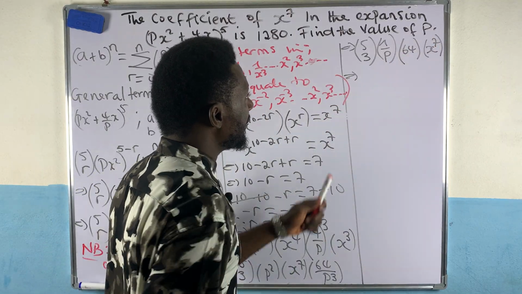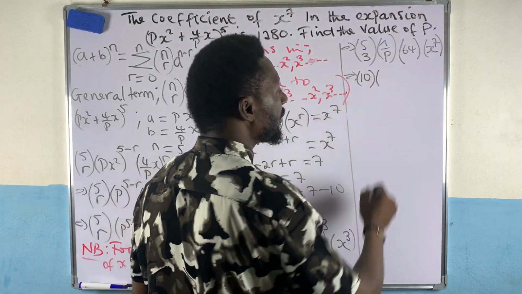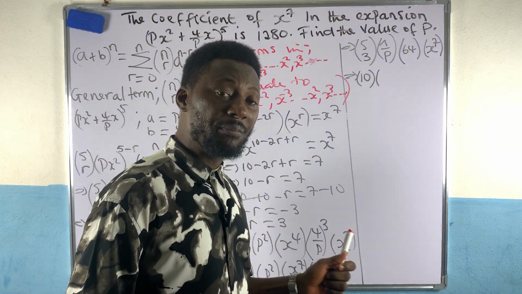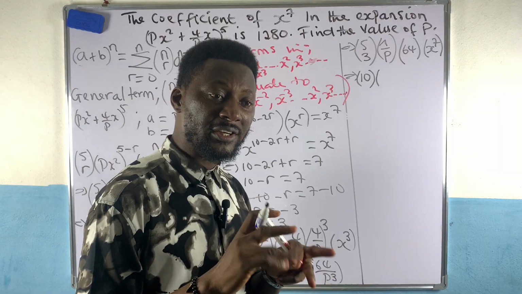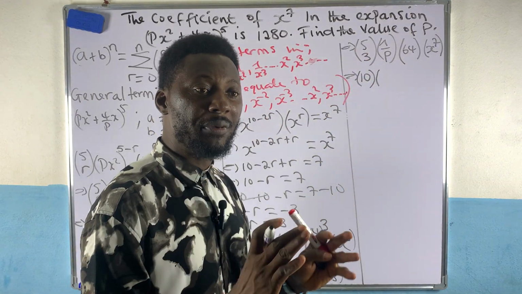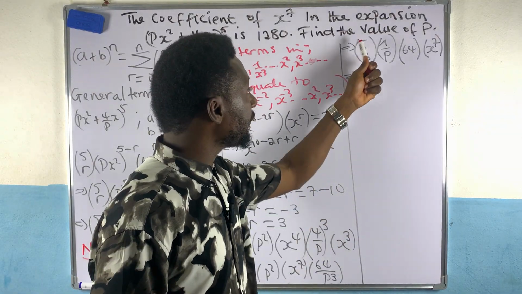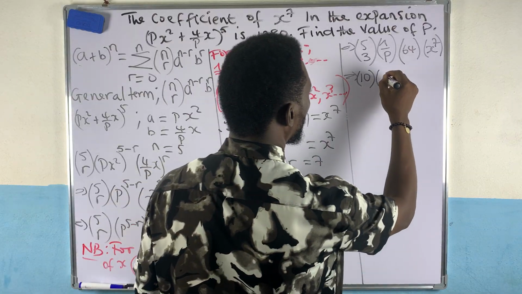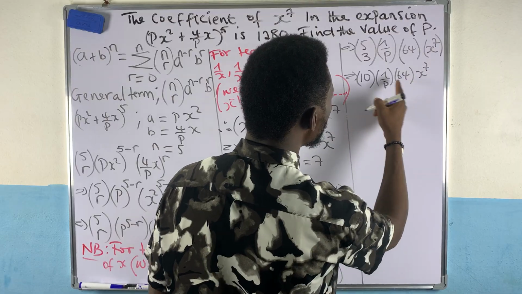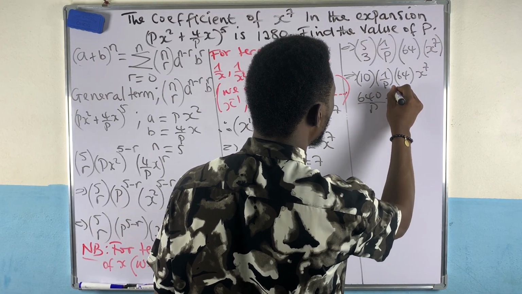Now, what is 5 combination 3? 5 combination 3 is actually 10. If you don't know how I got 5 combination 3 as 10, comment in the comment section combination and I'll reply to you how I got 5 combination 3 as 10. So just comment combination and I'll send you a message explaining how I got 5 combination 3. So 1 all over p 64 x to the power 7, which I'm going to have 64 times 10 is 640 all over p x to the power 7.